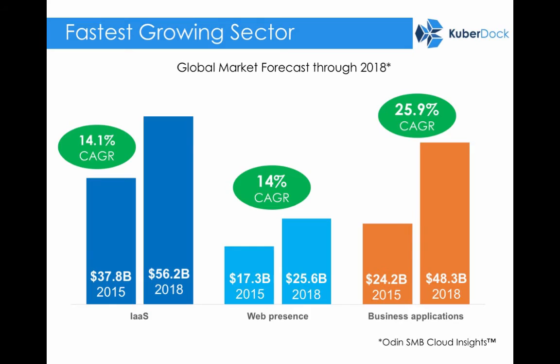And another reason why you want to sell applications, and that was very interesting, it's taken from the Odin SMB Cloud Insights report from this year. So if you look at the marketplace, infrastructure as a service, your typical VPS market, will grow about 14%. Web presence, meaning shared hosting and similar things, will grow about the same, while application hosting will grow 25%, almost 26%, much more than any other growth sector for service providers today.